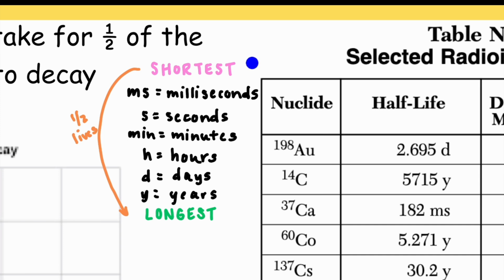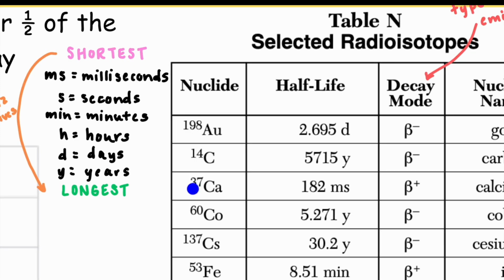So if something has a short half-life, something like calcium-37 has a half-life of 182 milliseconds, that is super fast and it will decay very fast. If a half-life is in days or years, that's the longest half-life, so it takes longer for those to occur. Looking at carbon-14, it has a half-life of 5,715 years. So it takes a very, very long time for carbon-14 to break down and decay.